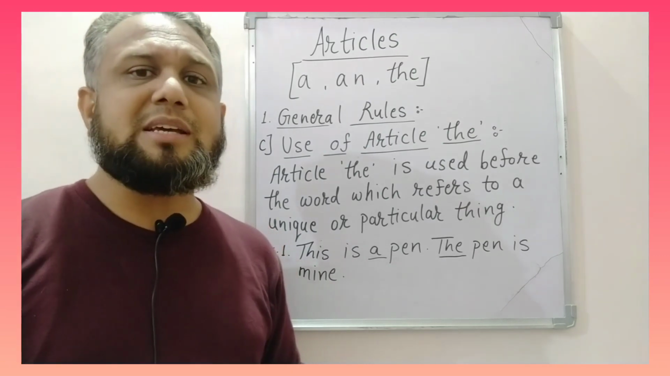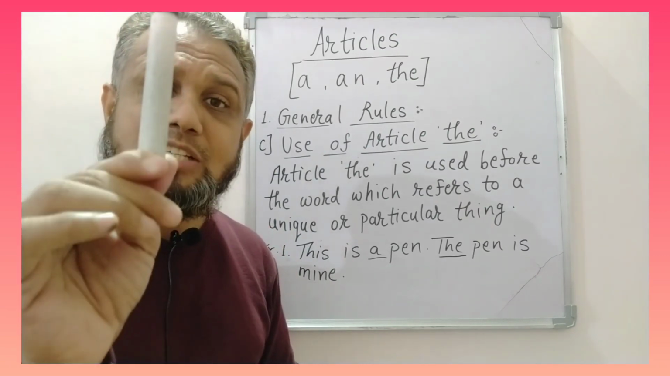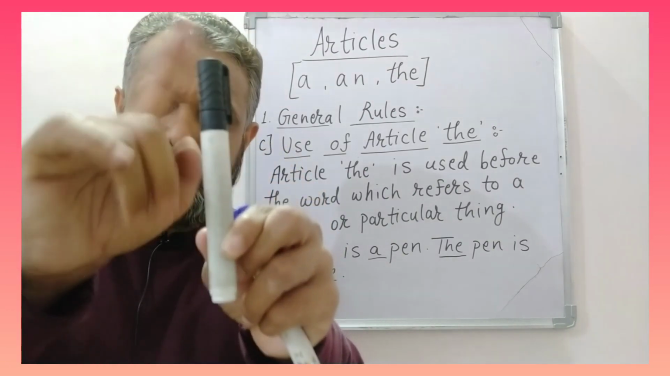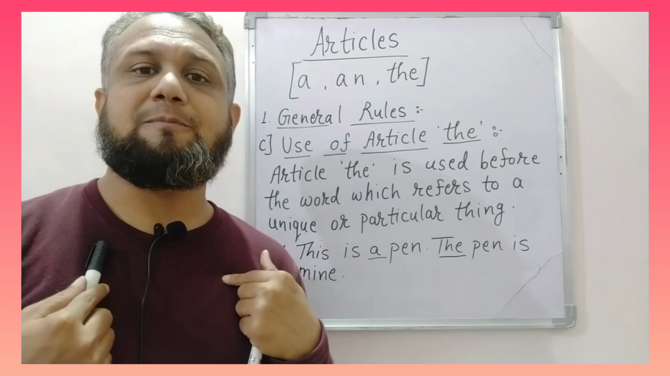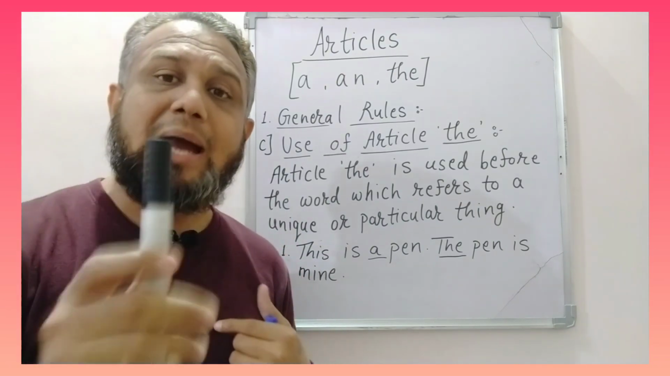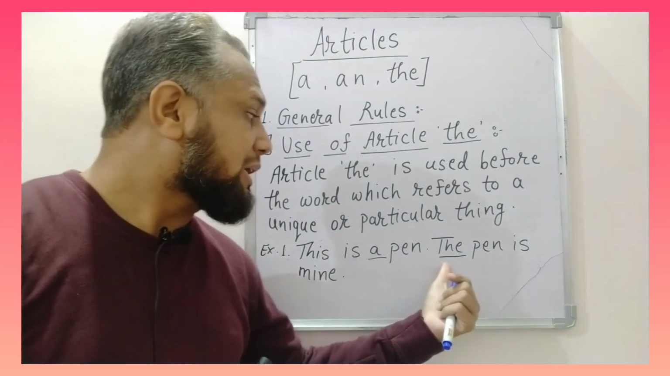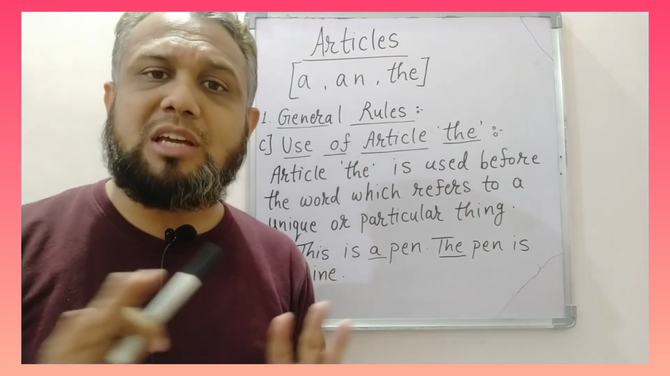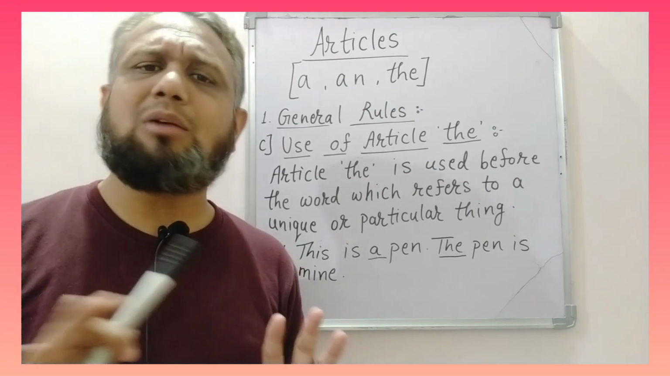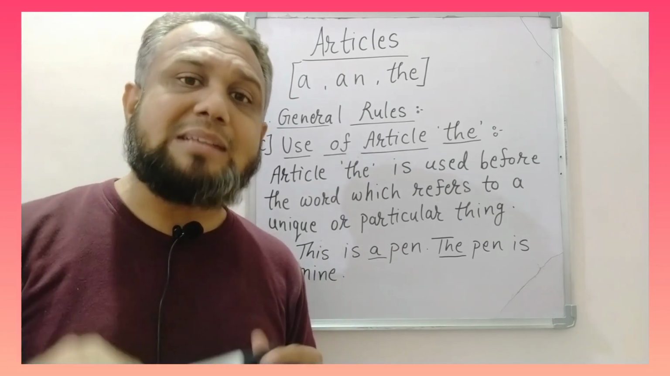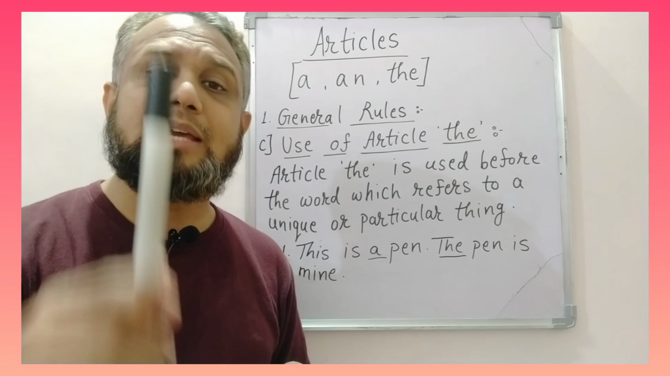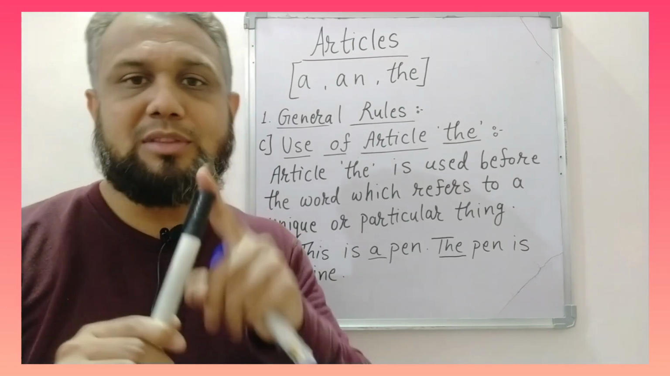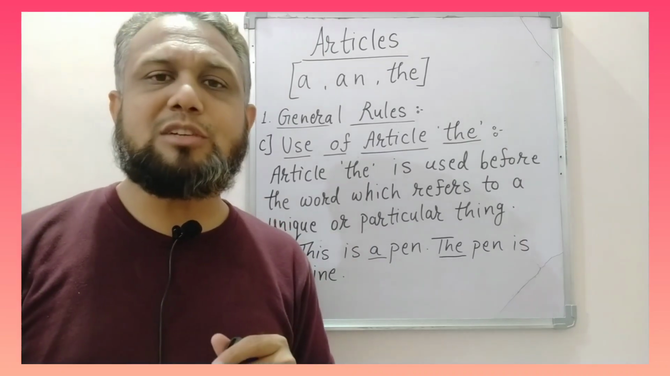But in the second sentence I am talking about this particular pen. This is a pen, but this pen, the pen, is mine. The pen is mine. Therefore, I have used the in the second sentence. In the first sentence, I am not talking about a particular thing, I am talking about a common thing. But in the second sentence, I am talking about this particular thing, and therefore I have used the word the, article the. So is that clear to you?